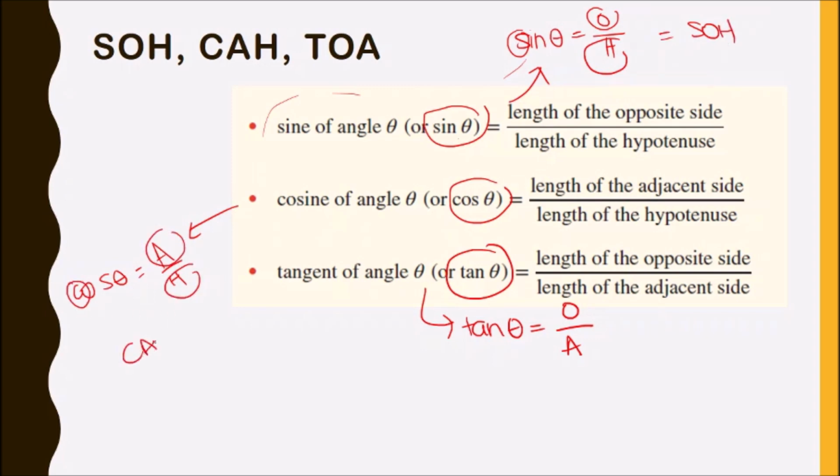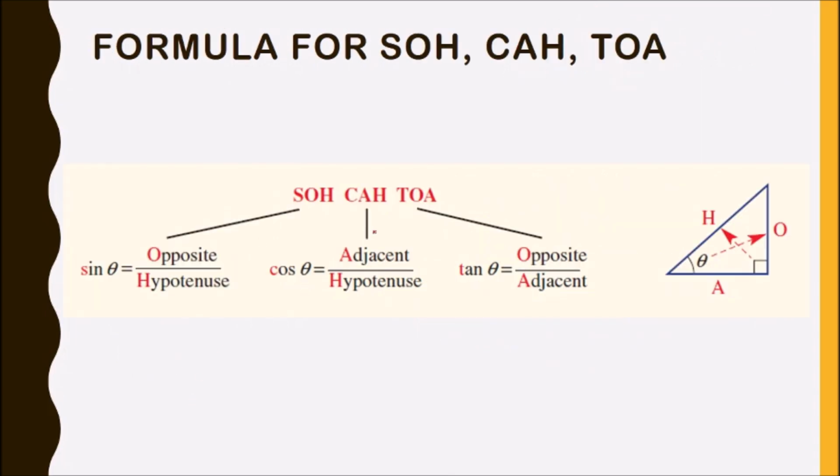C-A, soccer. And this is T-O-A, toa. Okay, that's how I got SOHCAHTOA, and that's an easy way to remember it. So whenever you forget which letters are above and below the line for the fraction, you can always remember these little acronyms. So here we've got SOHCAHTOA.